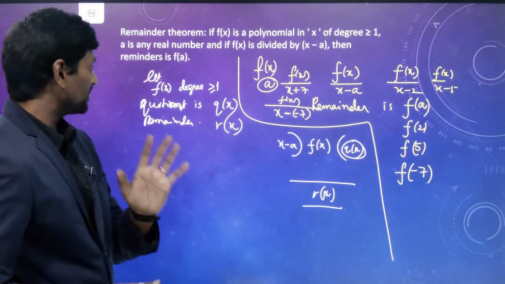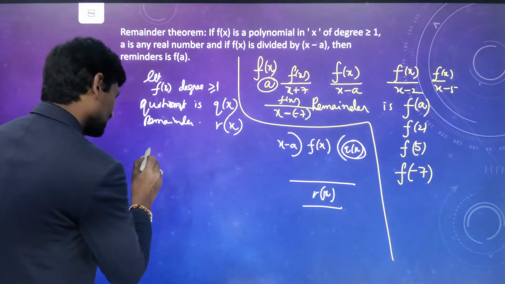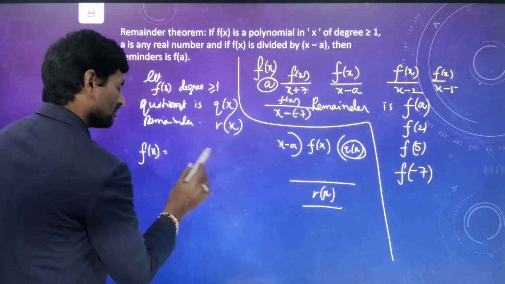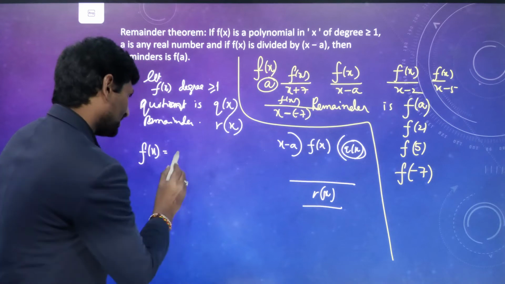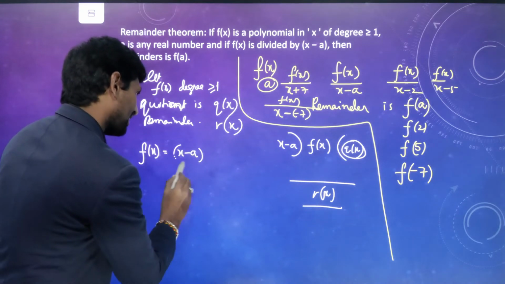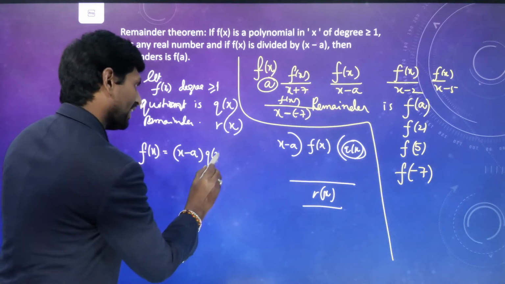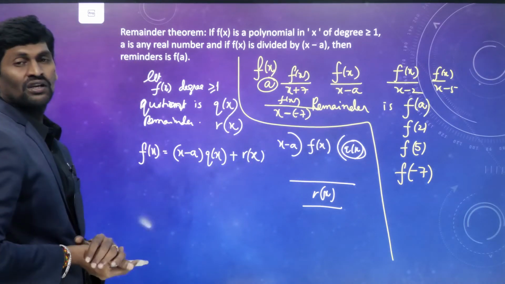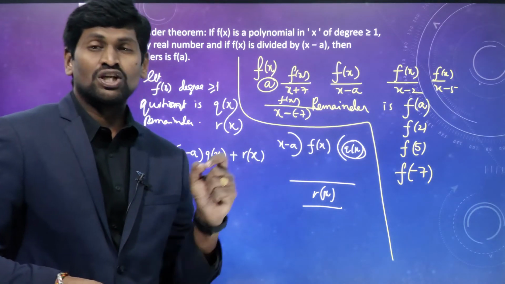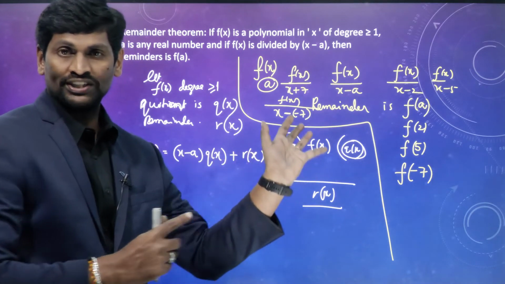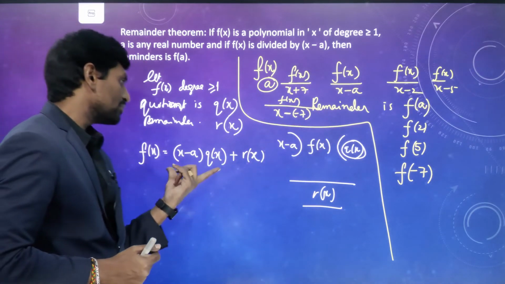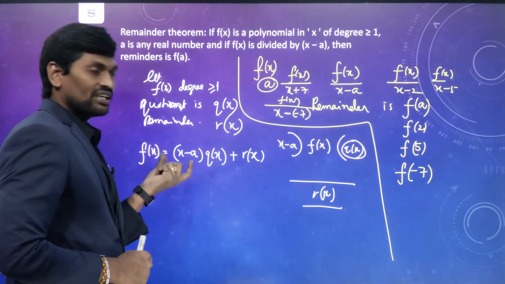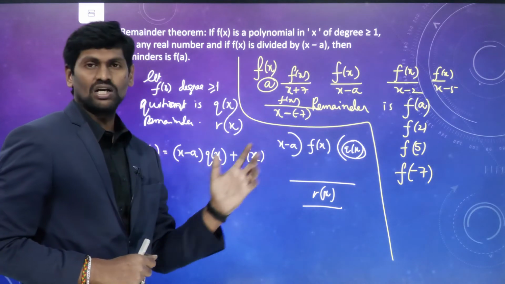According to the division algorithm, we can express the dividend f of x equals divisor into quotient, that means x minus a into q of x, plus remainder r of x. That is the division algorithm: dividend equals divisor into quotient plus remainder. By using it, I expressed f of x as x minus a into q of x plus r of x.